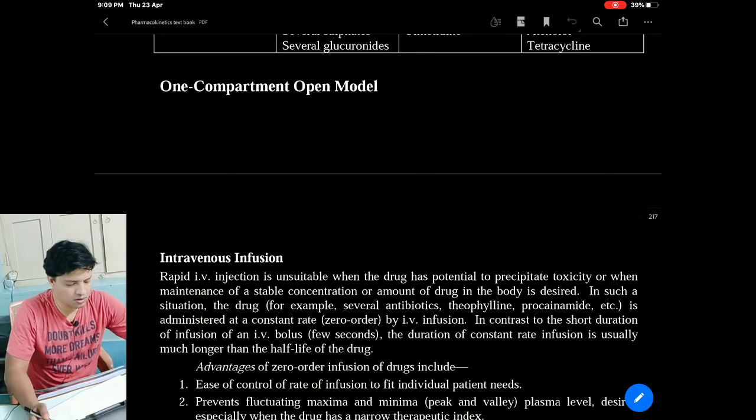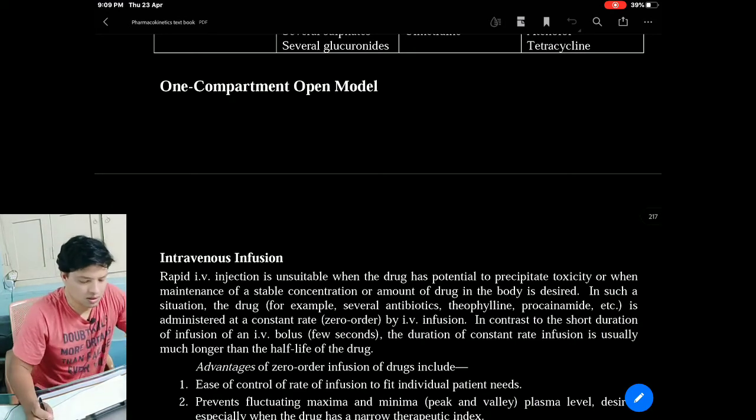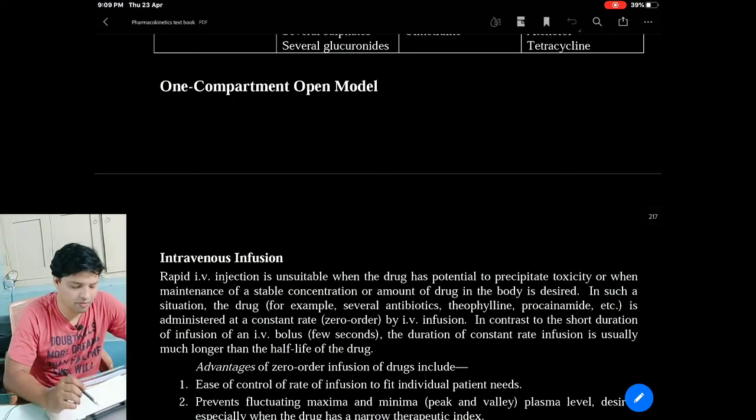Today we are going to see about the one compartment open model, in that IV infusion, continuous IV infusion. In the previous video we saw about the one compartment open model, IV bolus. Here we are going to see about IV infusion. So what do you mean by that?